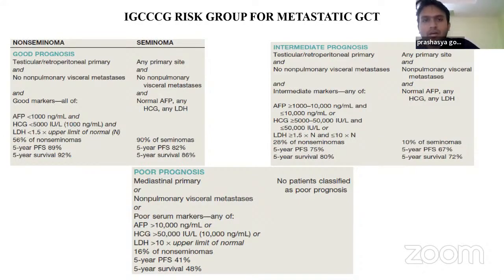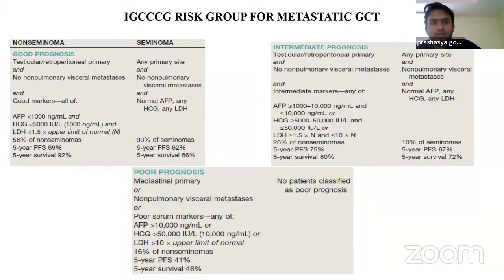For intermediate prognosis, a non-seminomatous tumor should have a testicular or retroperitoneal primary with no non-pulmonary visceral metastasis, and intermediate markers with AFP between 1,000 to 10,000, HCG between 5,000 to 50,000, or LDH greater than 1.5 times the normal or less than 10 times the normal. They have a 5-year survival of 80% with a 5-year progression-free survival of 75%. Intermediate prognosis for seminomas is any primary site with non-pulmonary visceral mets and a normal AFP.